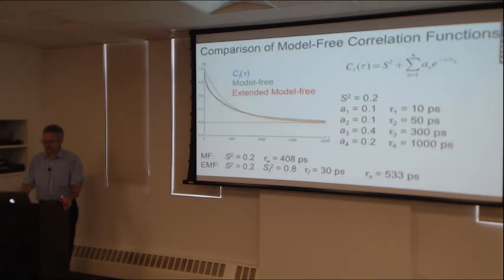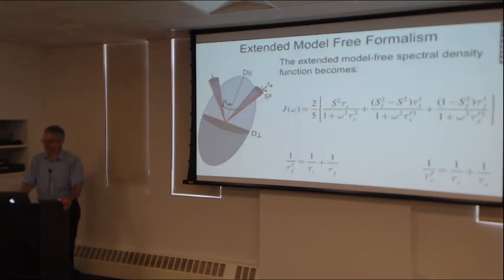So here's again some example. Now I pick 4 exponentials, and blue is the exact calculation, red is the single exponential approximation, and then another red is the 2 exponential approximation. And the 2 exponential approximation fits pretty well, now I have 4 exponentials in the actual calculation. And this 2 exponential approximation is sometimes called the extended model-free formula.